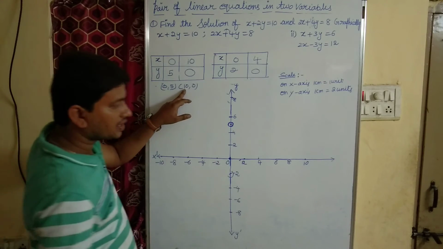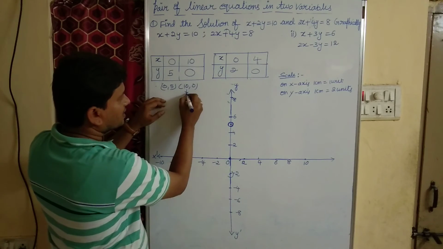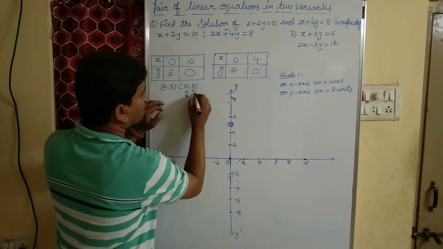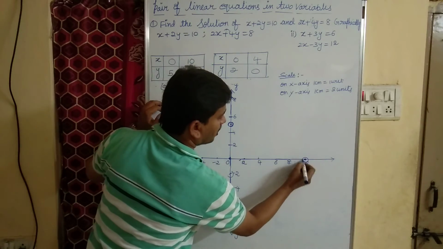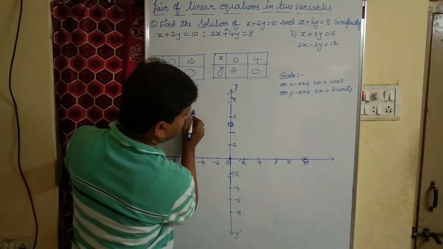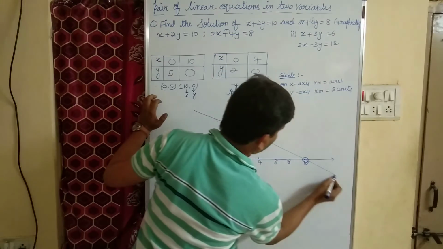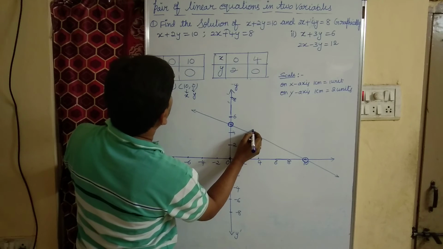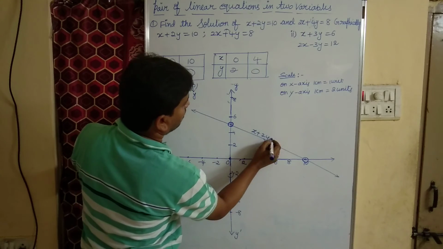And the second coordinate is (10, 0). On the x-axis 10, and on the y-axis 0. So this is our point (10, 0). Let us join these 2 points. This line represents x + 2y = 10.